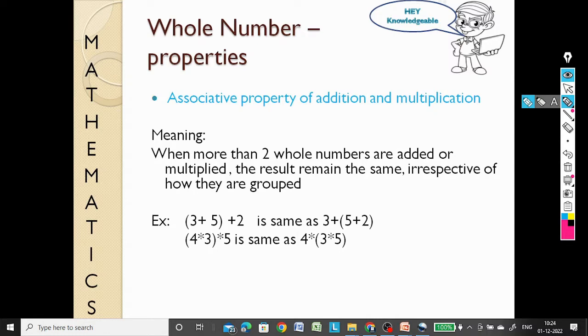So coming to the associative property of addition and multiplication, what it says is, when more than two whole numbers are added or multiplied, the result remains the same irrespective of how they are grouped. So let's see the first example where we need to add 3 plus 5 plus 2. Either you group 3 plus 5 together or 5 plus 2 together, it will give you the same result. So it will give you 10. In the same way, if you see the multiplication, you have to multiply 4, 3 and 5. Either you group 4 and 3 together or 3 and 5 together, it will give you the same result. So it will be 60.